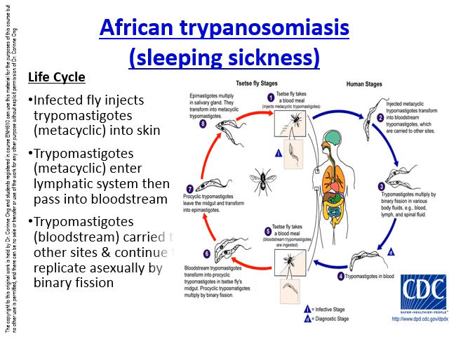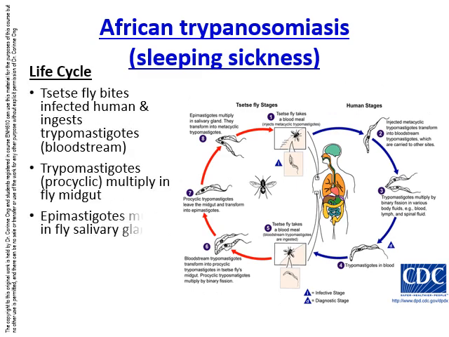The life cycle of African trypanosomes is quite complex. Let's focus first on the right side of the diagram with the blue arrows. An infected fly injects the parasite, called trypanosomes, into the skin, which enter the lymphatic system and pass into the bloodstream. The parasites are then carried to other sites and continue to replicate asexually by binary fission.